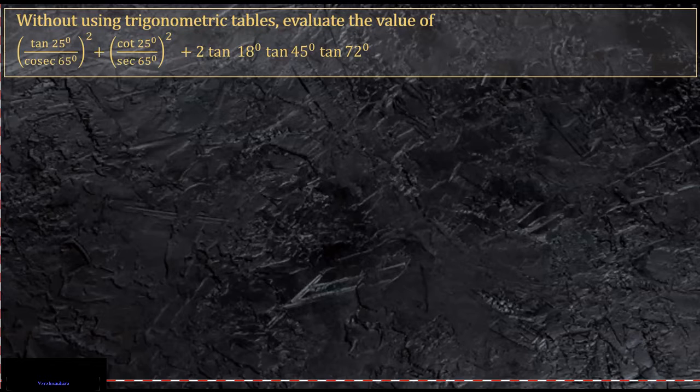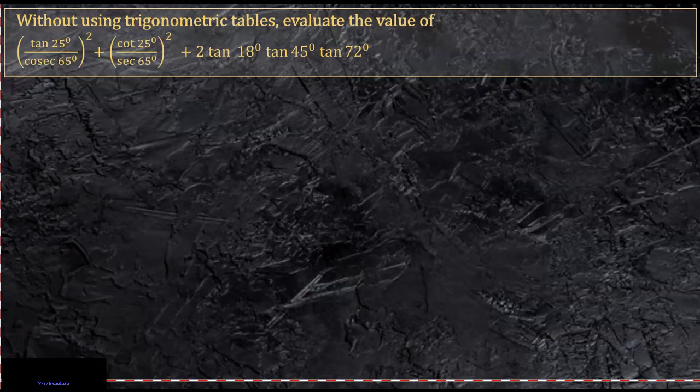Without using trigonometric tables, we have to evaluate the value of this one. It's quite complicated from the initial looks. Before we start, I would like to tell you that every trigonometric problem, if you look thoroughly, you should be able to identify a solution from that itself. First of all, our main objective is to identify a relationship.